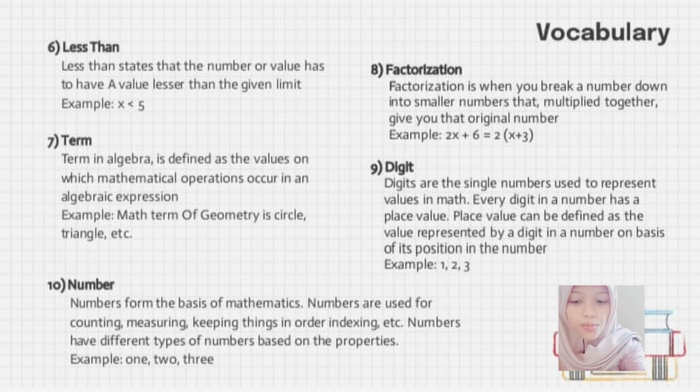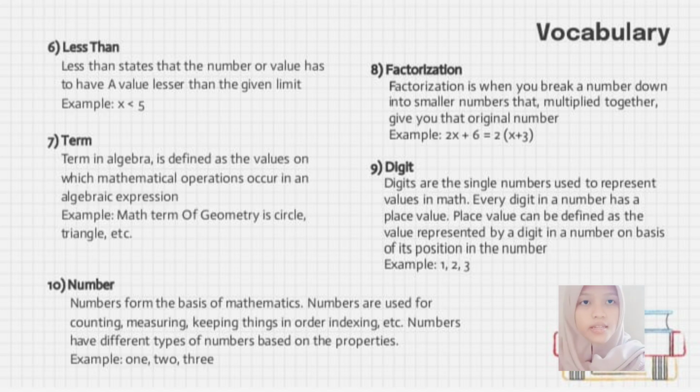Then we move to the eighth vocabulary, factorization. Factorization is when you break a number down into smaller numbers that multiply together to give you the original number. Example, 2x plus 6 equals 2 times x plus 3.